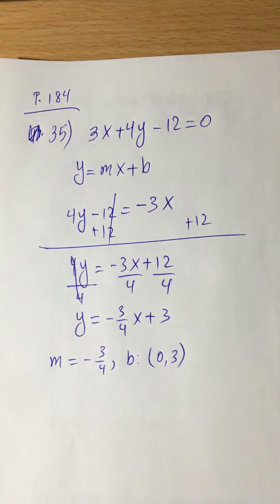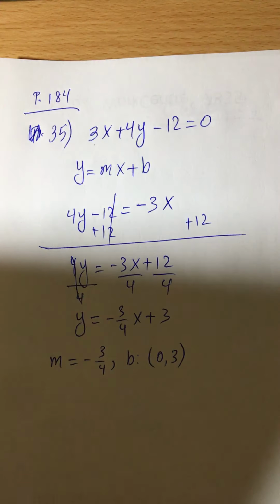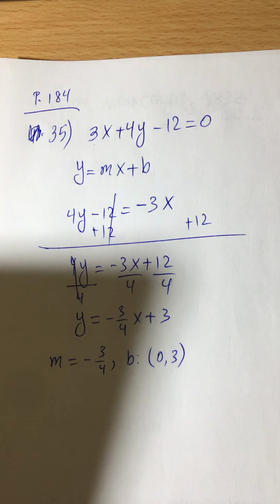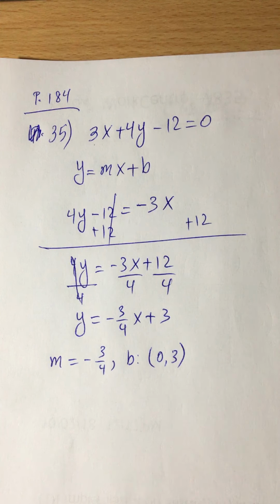Now let's jump to number 60. Let's see. I'm sorry, I lost it for a second. It says, find the equation of a line using the information given, write the answers in slope-intercept form.